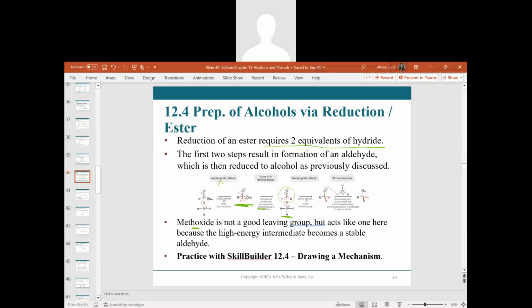And then we have one more nucleophilic attack by our hydride. And then we have that workup step at the end where we generate our alcohol by adding a proton source. And that gives us our final product.